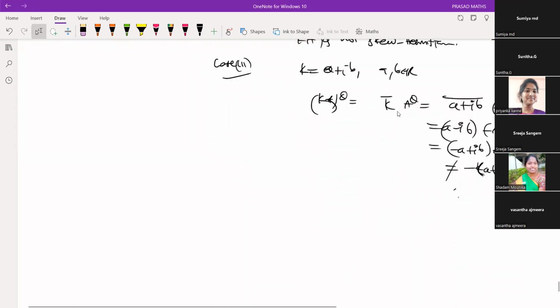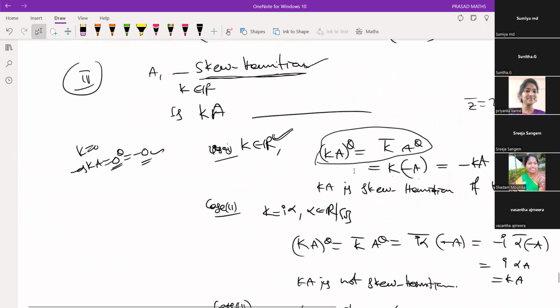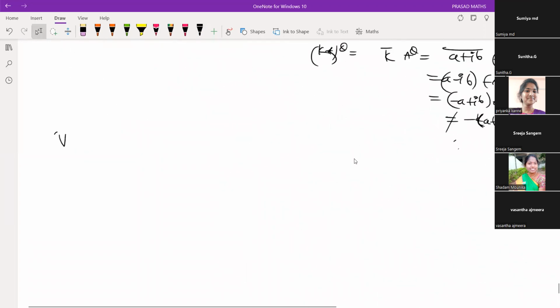Next, look at the algebra. Suppose A and B are skew Hermitian.